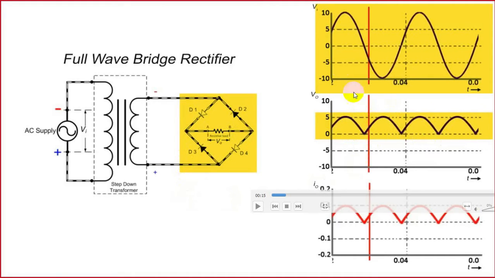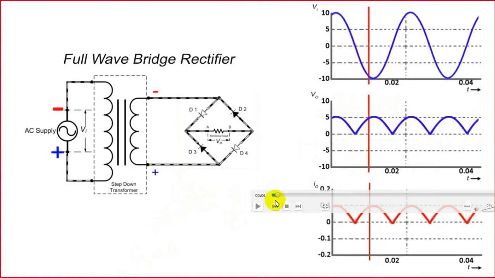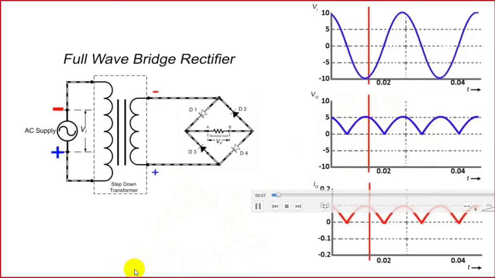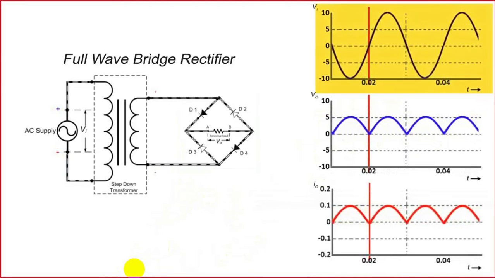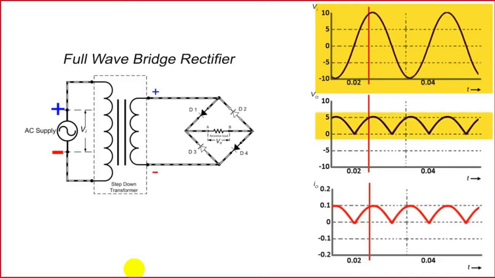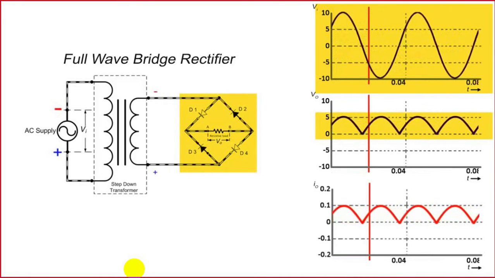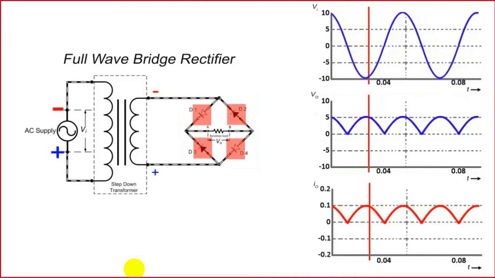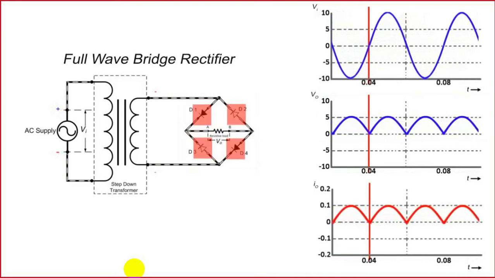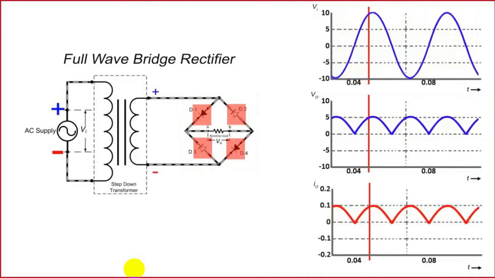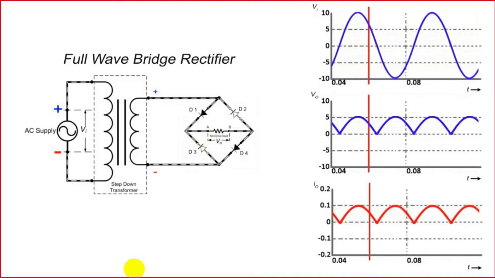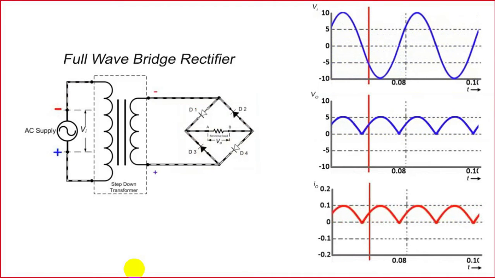This is the input and this is the output. If I run the animation again, look at over here. So this is the full-wave rectifier circuit, the bridge rectifier circuit. 4 diodes have been used, at a time only 2 diodes conduct, and we get full rectification.